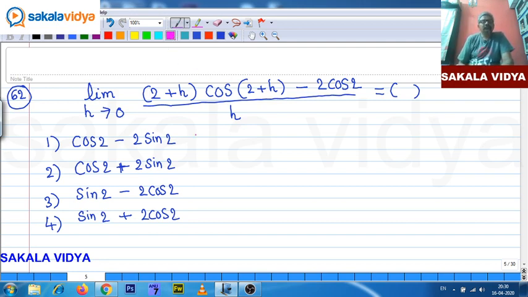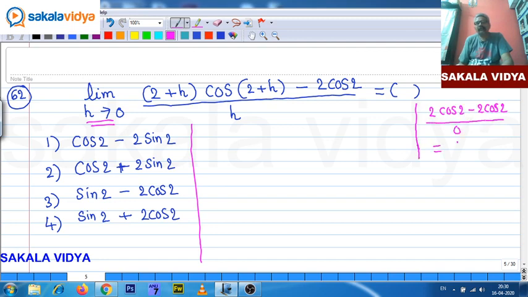Now, limit h tends to 0, 2 plus h cos of 2 plus h minus 2 cos 2 by h. First let us substitute the limit h as 0. So 2 cos 2 minus 2 cos 2 upon 0. That means you will be getting 0 by 0, which is an indeterminate form. That is why we can apply L'Hospital's rule. That means the numerator and denominator separately you need to differentiate with respect to h only.